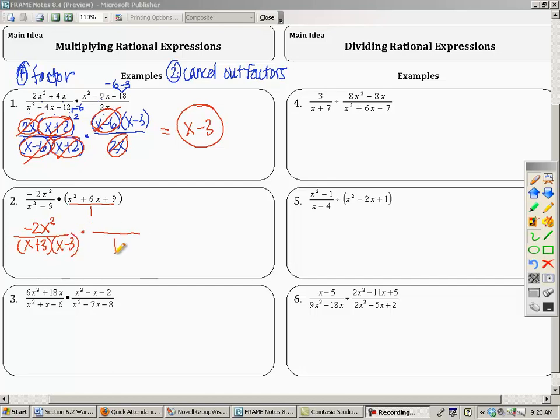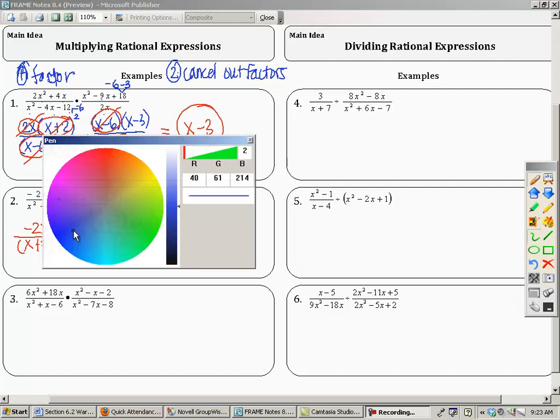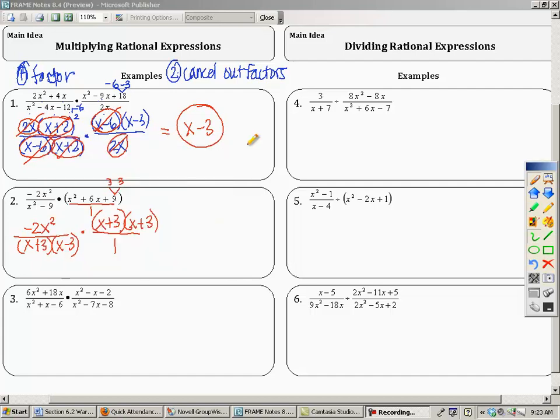Times, I still have this over 1. In order to get 9, it's 3 and 3. So I have an x plus 3 and an x plus 3. Normally we write that as x plus 3 squared, but in this case I'm leaving them as separate factors so that we can kind of see. Now I realized I didn't go back to my blue, so we'll just cancel in blue this time. You'll notice I have an x plus 3 in the numerator and x plus 3 in the denominator. So those cancel.